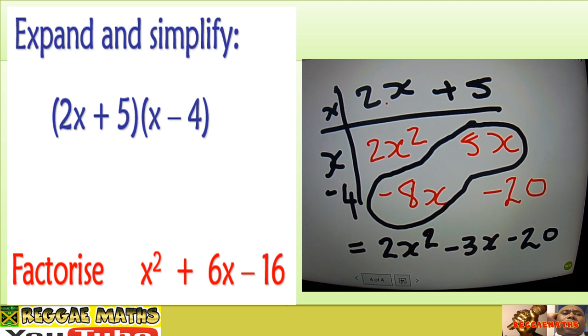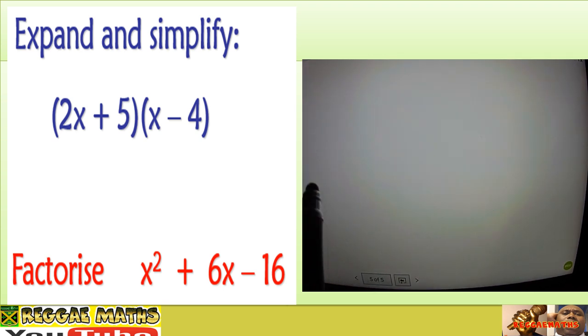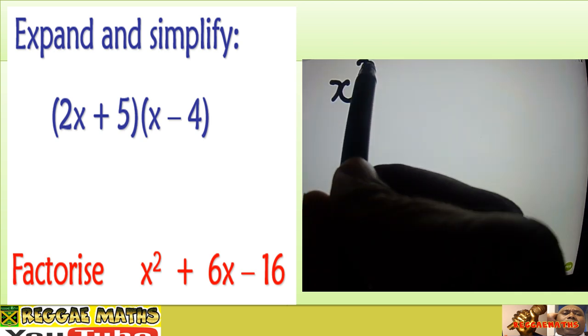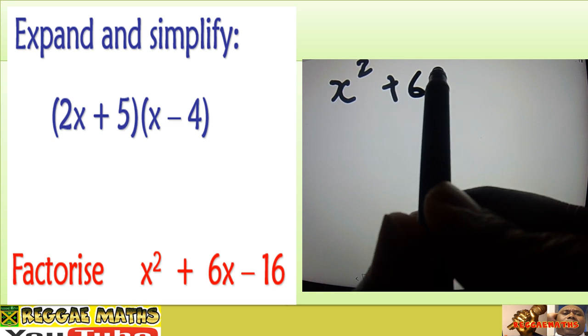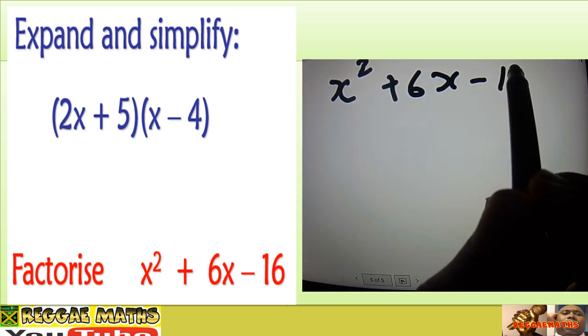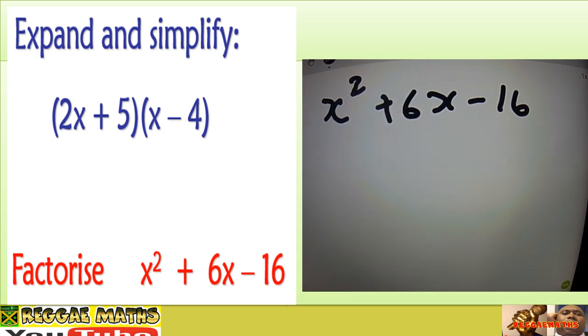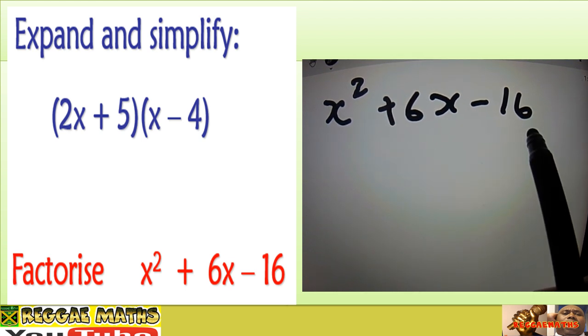So the opposite of expanding and simplifying, we need to factorize. If we look at the next question here, we got x squared plus 6x minus 16. So the key thing here, we need to find two numbers. When we times them together, it gives us 16.